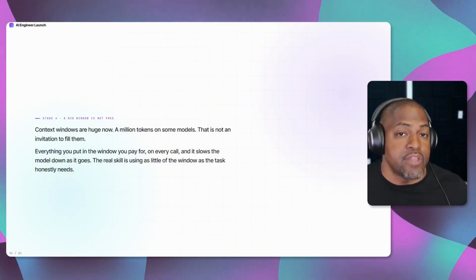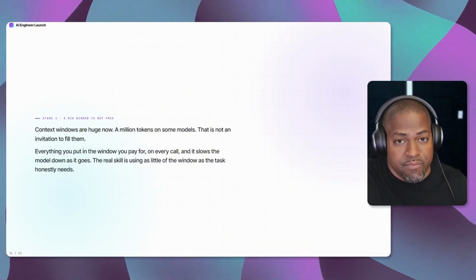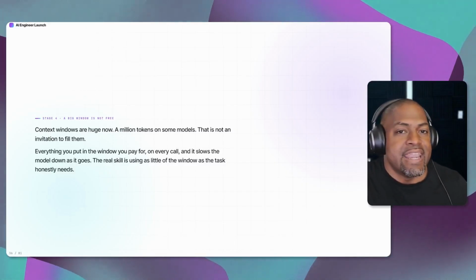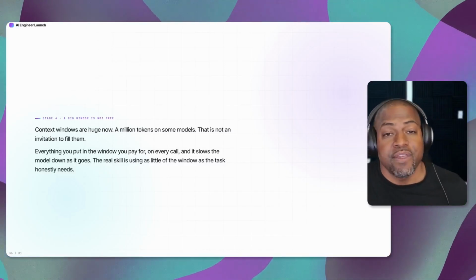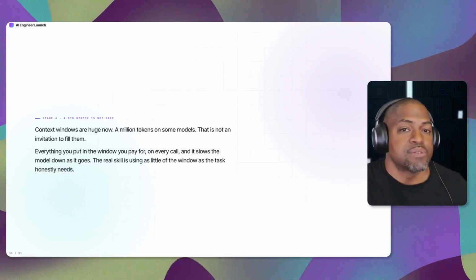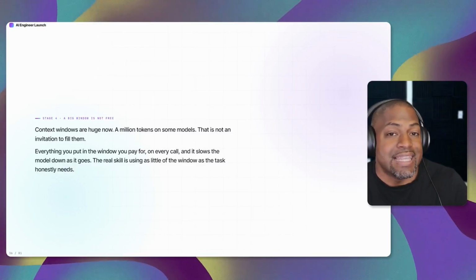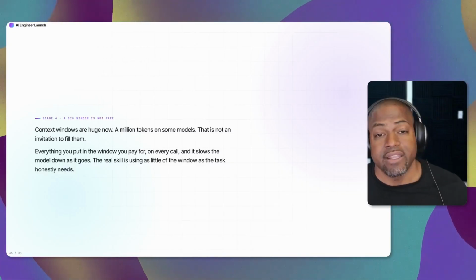Context windows are huge now. 1 million tokens on some models, not just small models, right? That is not an invitation to fill them. Everything I put in the window, I pay for on every call, and it slows the model down as it goes. The real skill is using as little of the window as the task honestly needs.